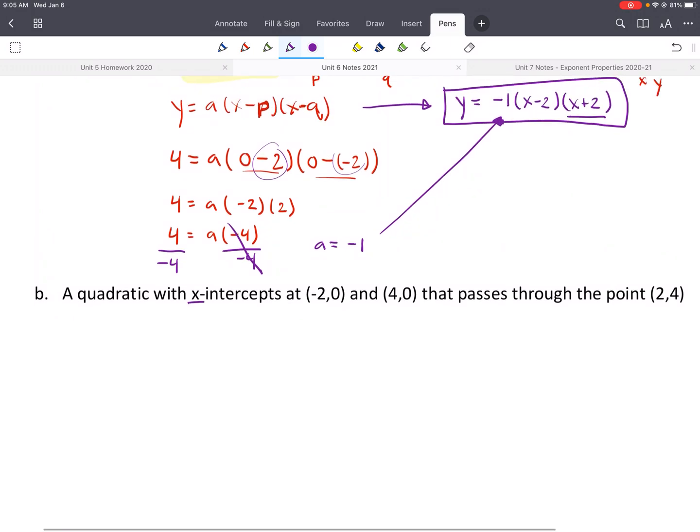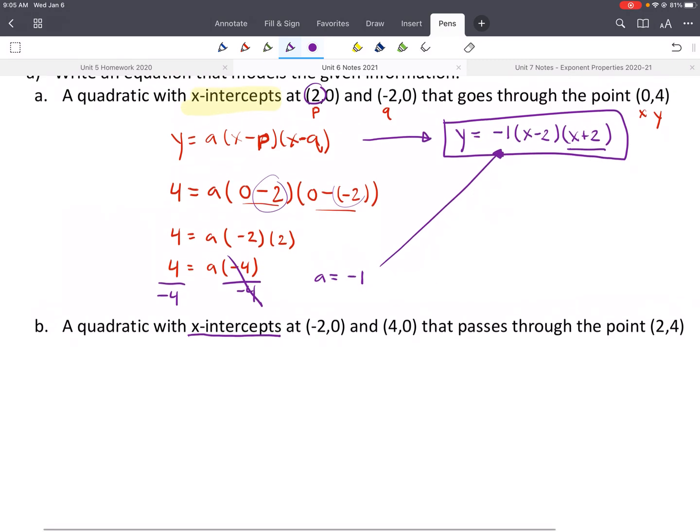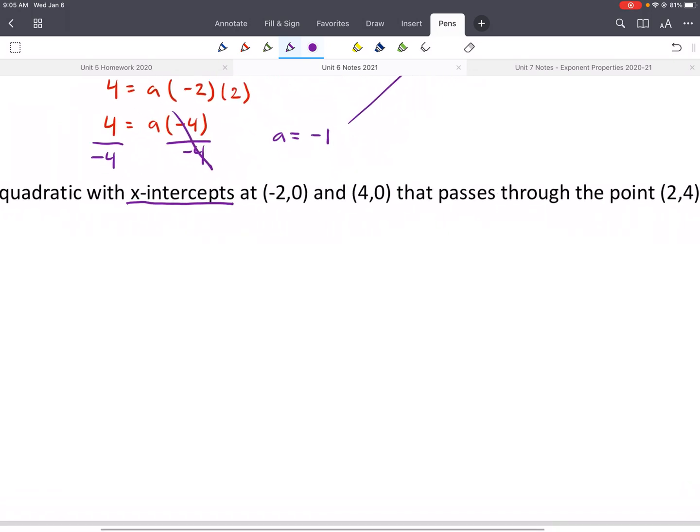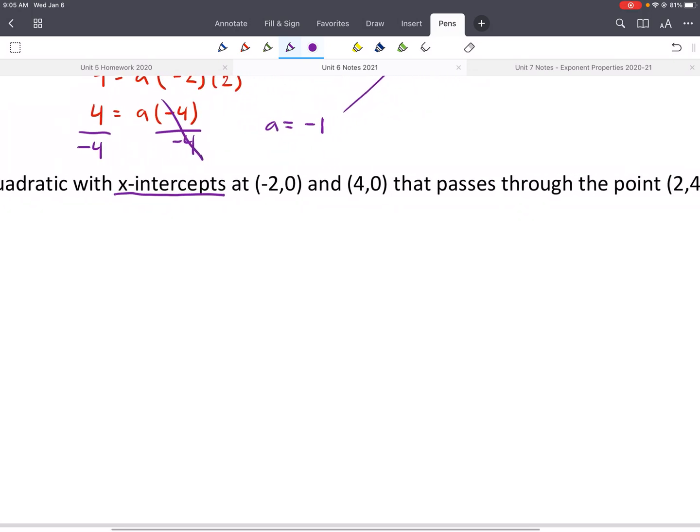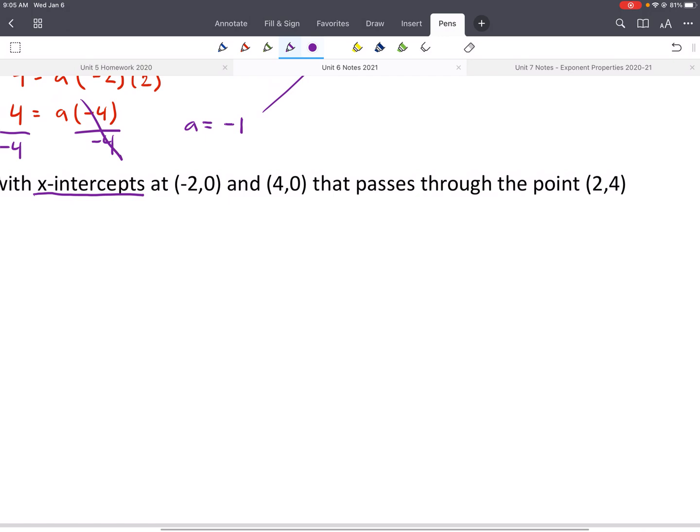They're also giving you the x-intercepts, so you can follow the same sort of steps and see where you're at. All right, so here we go. A quadratic with x-intercepts of negative 2, 0 and 4, 0 that passes through the point 2, 4. So again, we're going to use intercept form because we have our x-intercepts. I'll just rewrite it one more time.